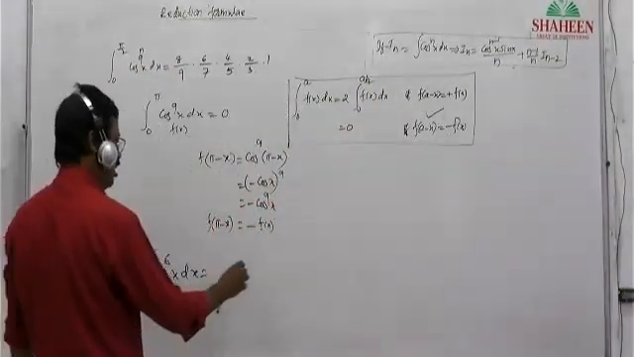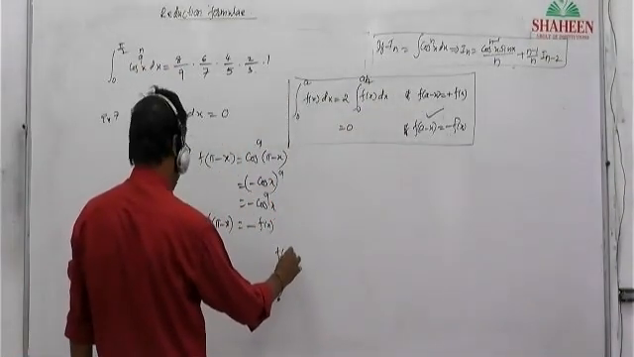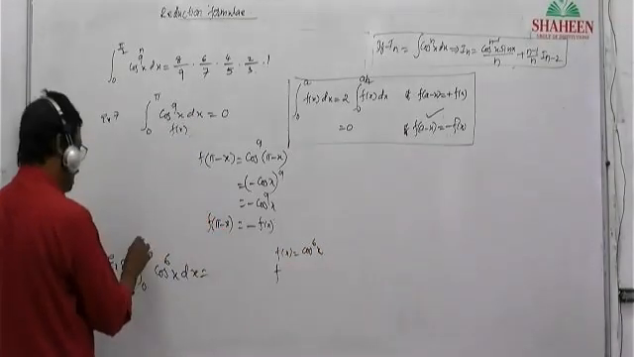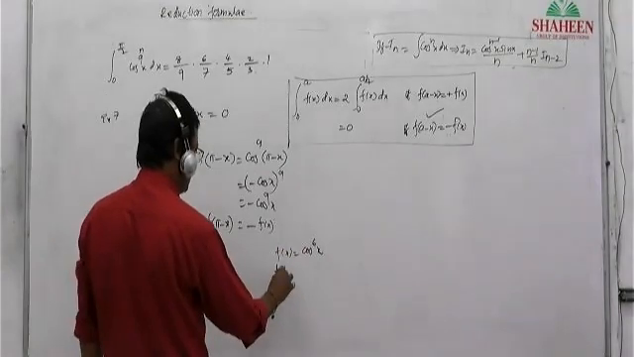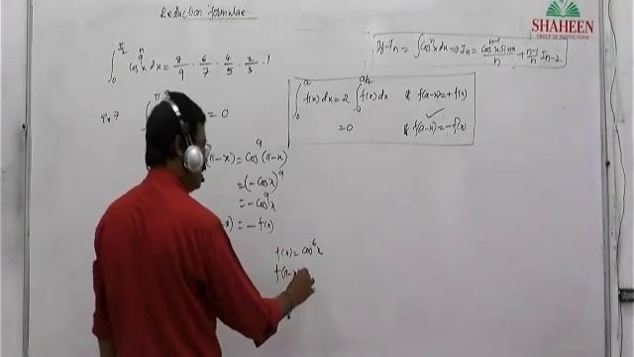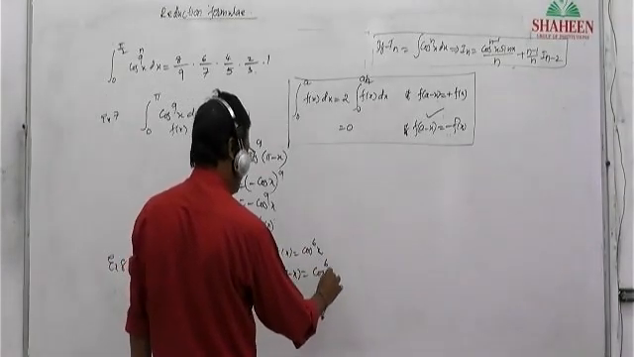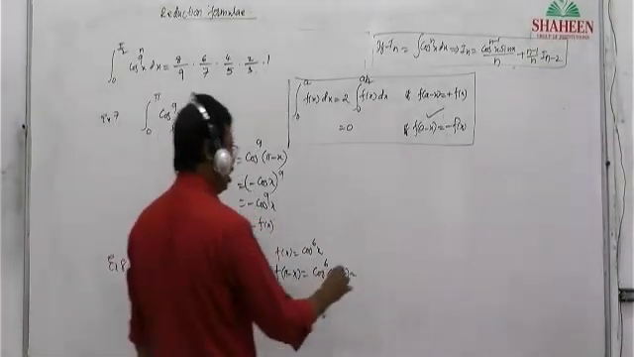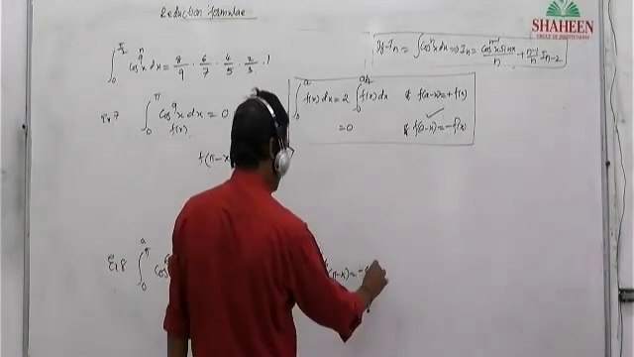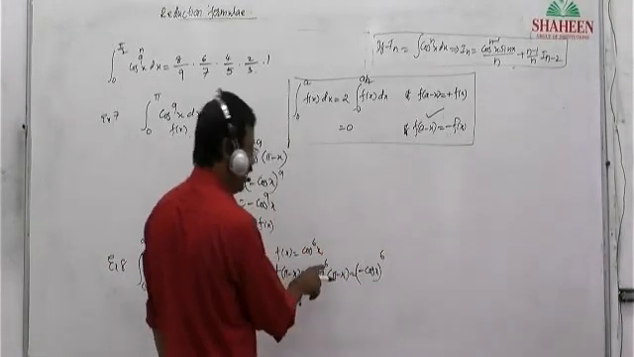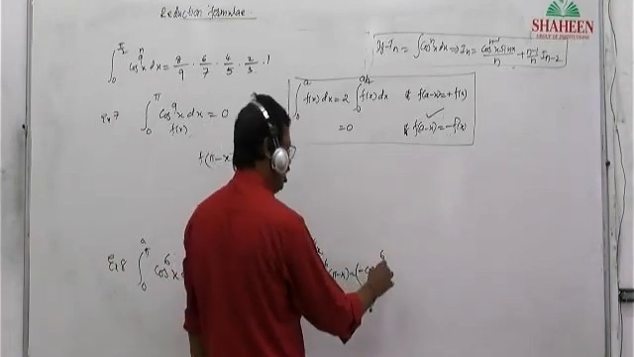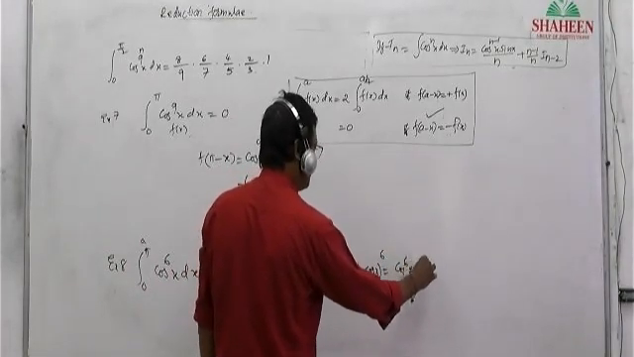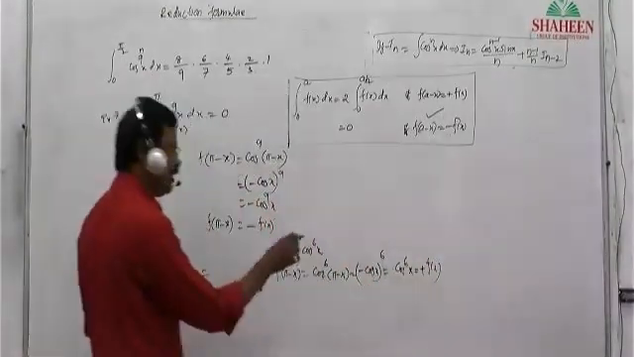Check that. What is f(x) here? Cos power 6 x. f(a minus x), where a is pi: cos(pi minus x). Cos(pi minus theta) is minus cos theta. The whole thing is raised to the power of what degree? Even degree. Minus to the power of an even degree is plus only. Therefore, what did you get? Plus f(x).